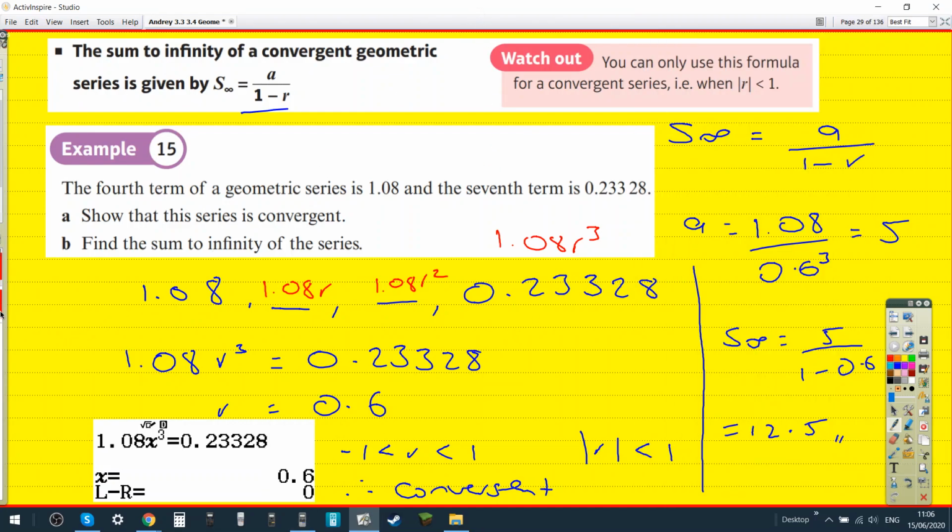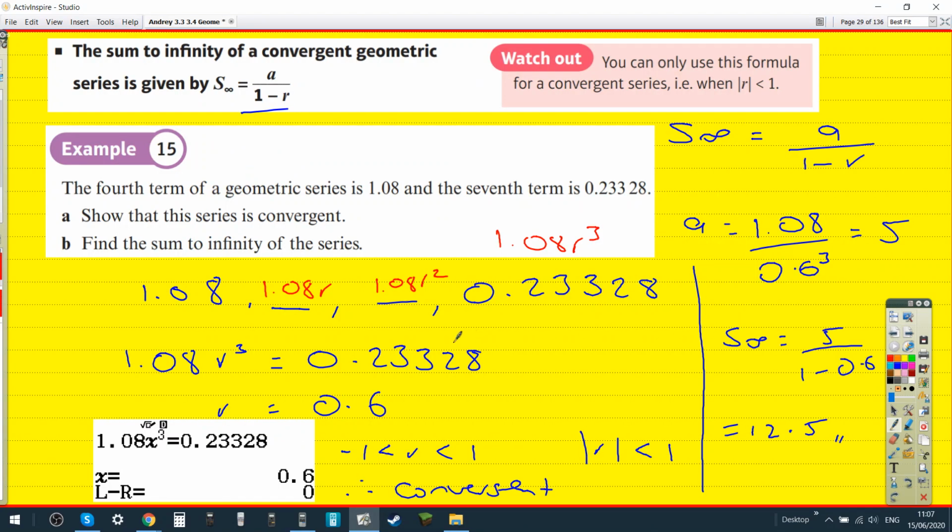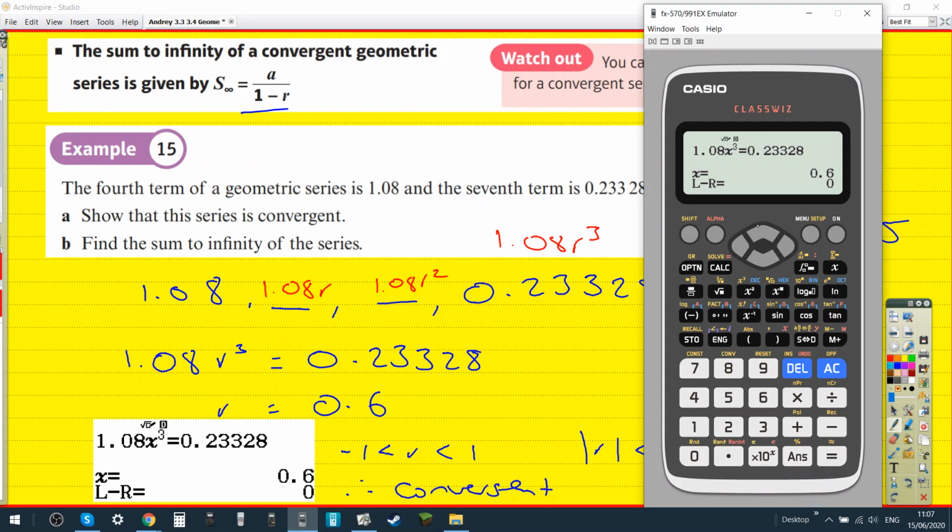Well, I'll just take a look. So 12.5, correct, is 5. The series is convergent as the magnitude of r is 0.6, which is less than 1. Show that question. Let's just make a little sense out of this.